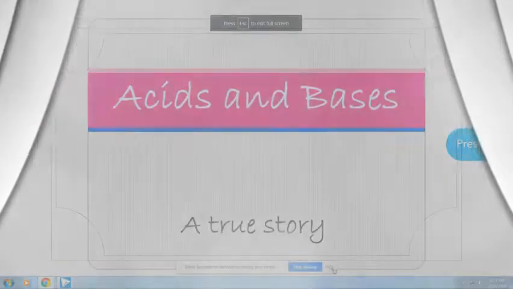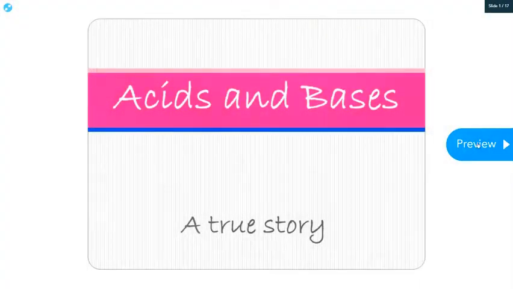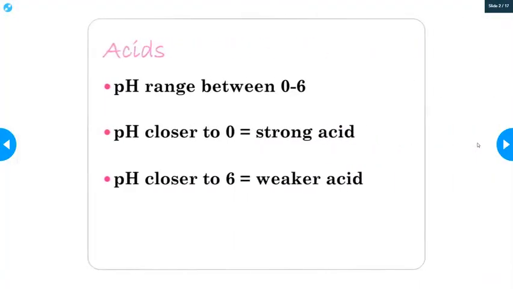Looking at acids and bases, we know that acids are going to have a pH range between 0 and 6. So anything on the pH scale that's below 7 is considered an acid. The closer it is to 0, the stronger the acid is. The closer it is to 6, the weaker the acid is. We know 7 is neutral, so the closer you are to neutral, the weaker it's going to be, because the more like water you would be. The further you are from neutral, the stronger it's going to be.